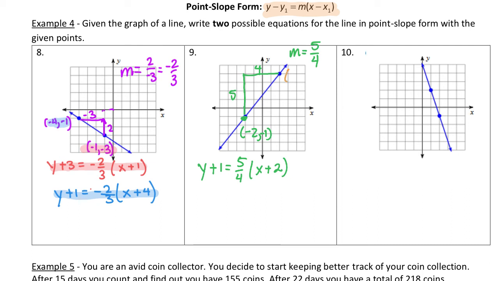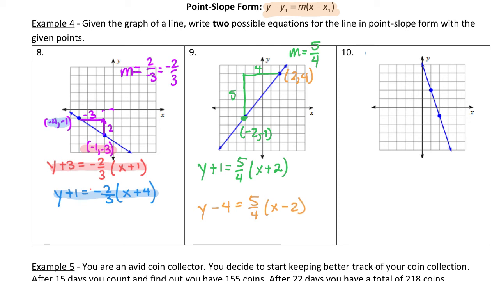The next example is this point right here. So that point is 2 and it's 4. So 2, 4, that makes the equation y minus 4 equals 5/4 times x minus 2.